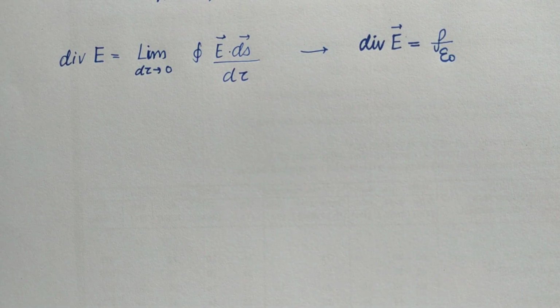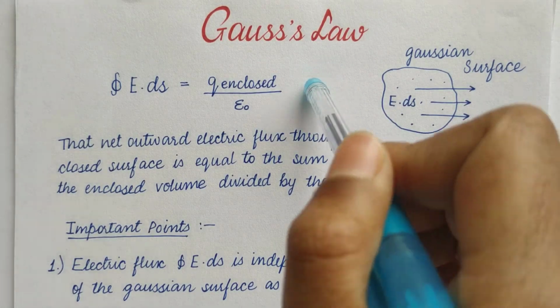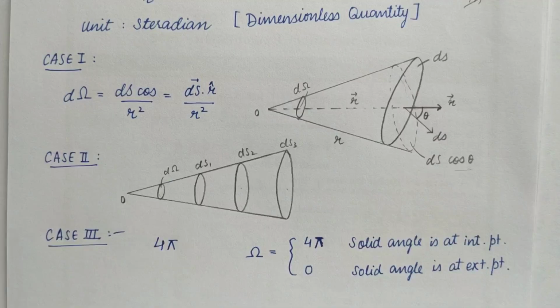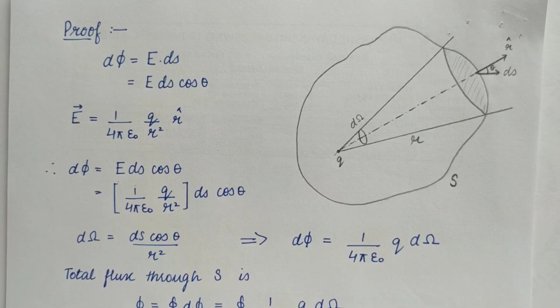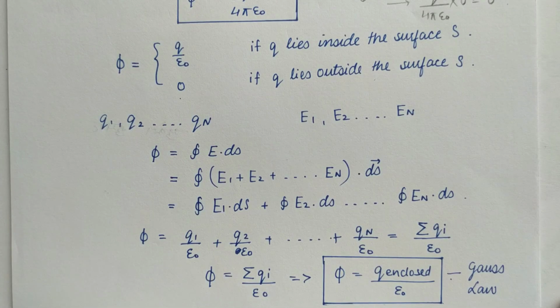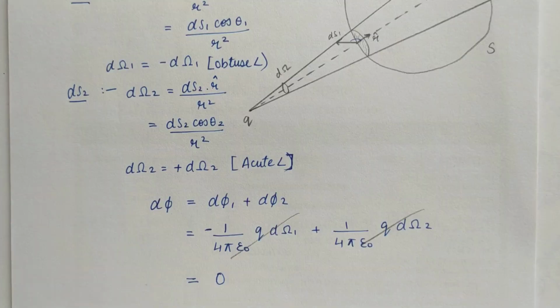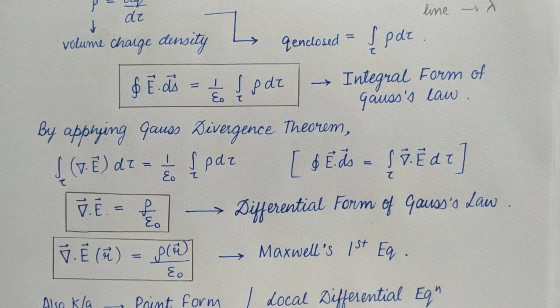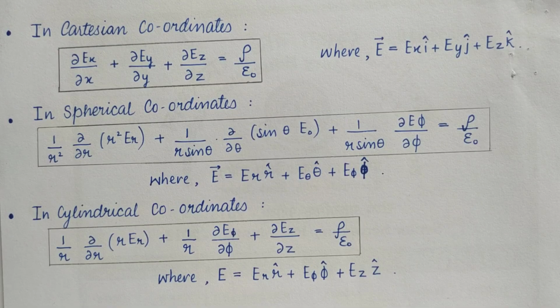So that's it. In this video we went through the Gauss law, then its 3 important points, then the solid angle, then its 3 cases, then we saw its proof, then we saw the differential form of the Gauss law, its integral form, differential form, Maxwell equation. Then we saw how we write it in 3 coordinate systems.